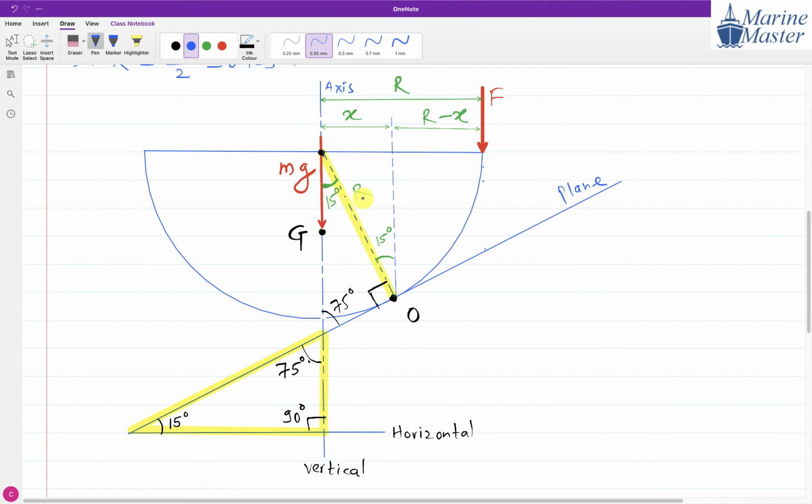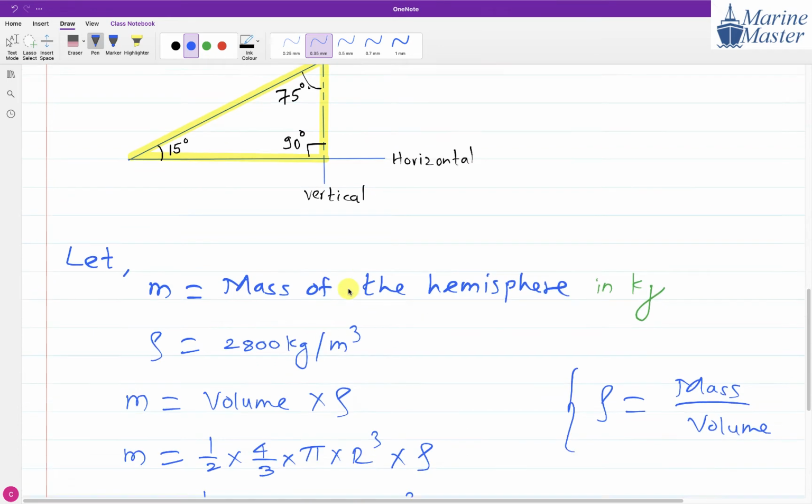r is adjacent. So opposite by adjacent... sorry, opposite by hypotenuse. This is the hypotenuse, this is not adjacent. For the 15 degree, opposite to the 90 degree is the hypotenuse, so this is not adjacent. Understood.